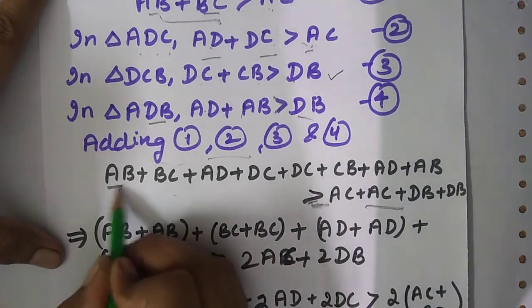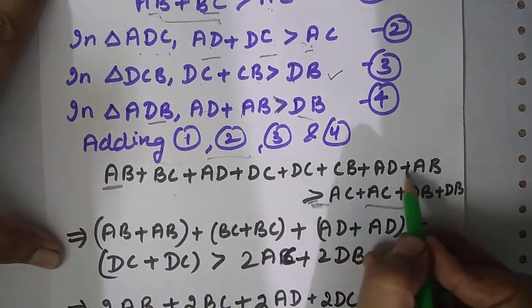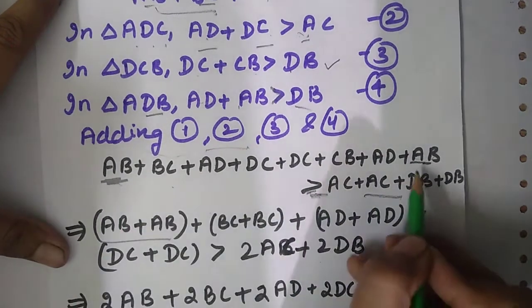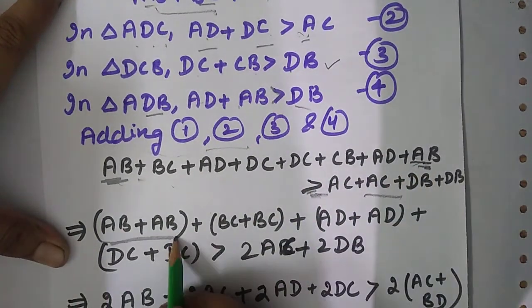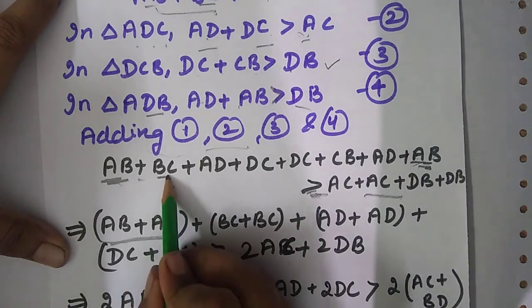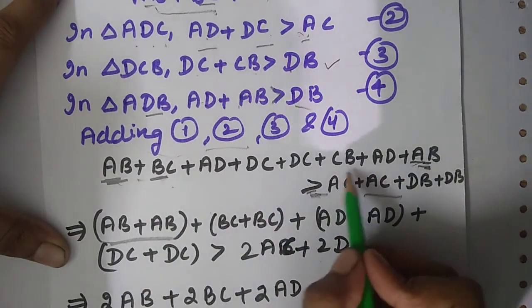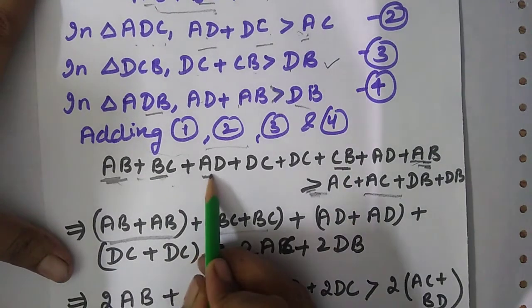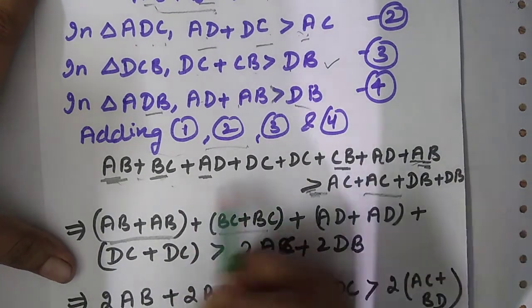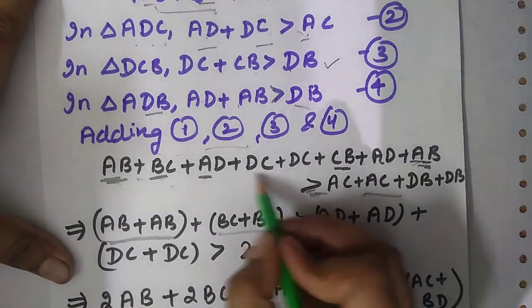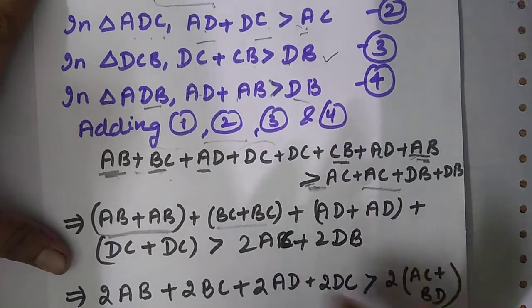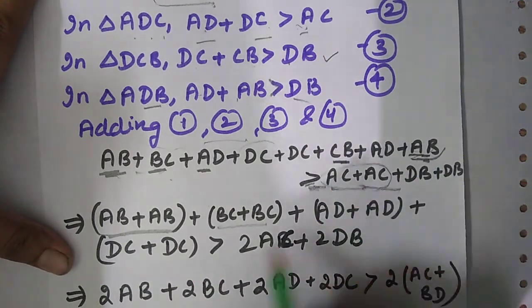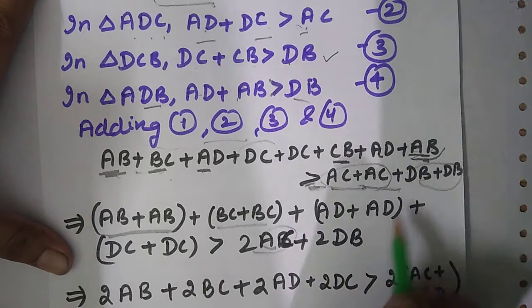Now AB is coming 2 times, so AB plus AB. So I have taken them together because they are coming 2 times. Then BC is also coming twice, ABC and BC. Okay, so again I have taken them together. Then AD and AD, they are 2 times, and DC also again 2 times. Okay, and on RHS AC is coming twice and DB is coming twice.